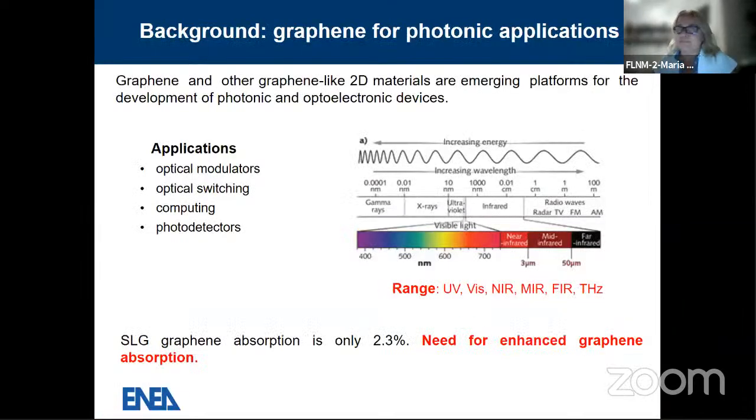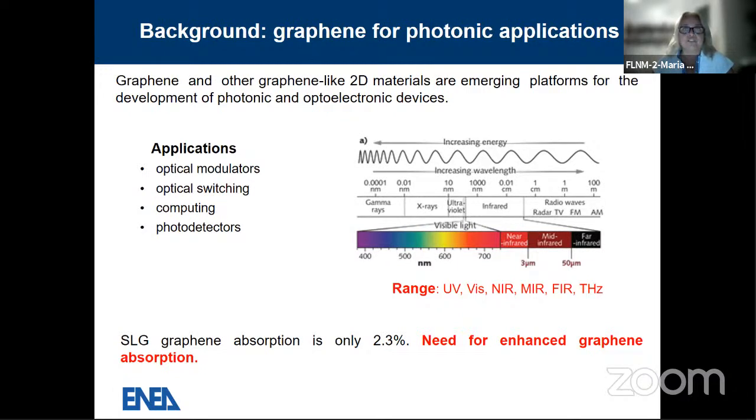We know that graphene and other graphene-like materials are emerging candidates for several optoelectronic and photonic devices, such as optical modulators, switching, and photodetectors in a vast range of wavelengths. Unfortunately, graphene absorption is quite low for such applications. In a single layer form, graphene absorbs only 2.3% of the incoming radiation, and therefore its absorption should be enhanced.